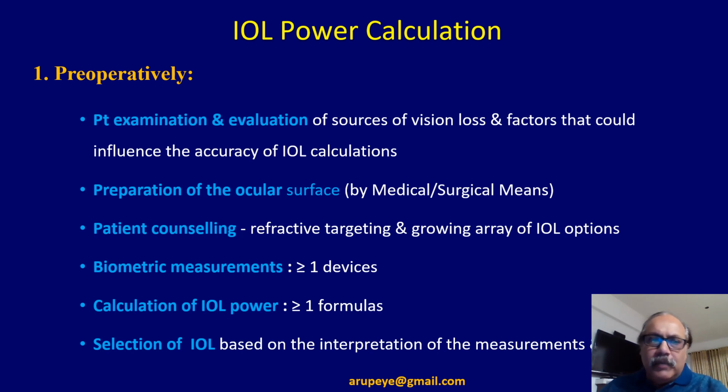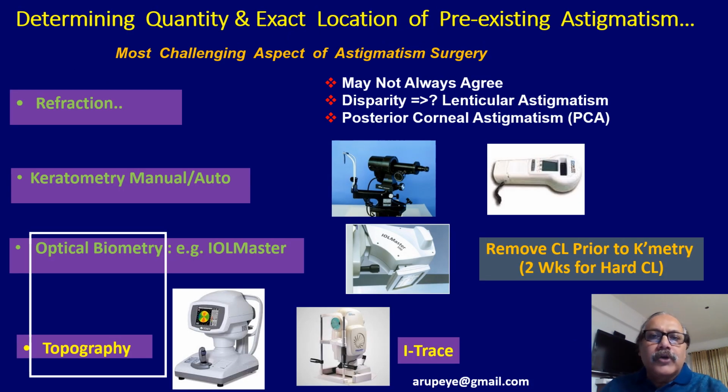For toric IOL, in addition to performing an automated keratometry, I also perform an optical biometry, a topography, and eye trace. I depend upon the IOL master for the magnitude of the astigmatism and topography for the axis of the astigmatism. And it is also important to remove the contact lens prior to the keratometry. If it is a hard contact lens, make sure that it goes off 2 weeks before the biometric evaluation.